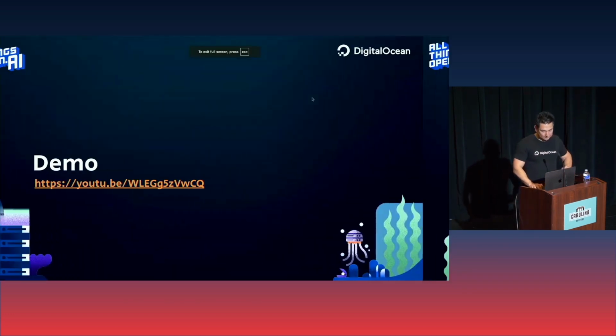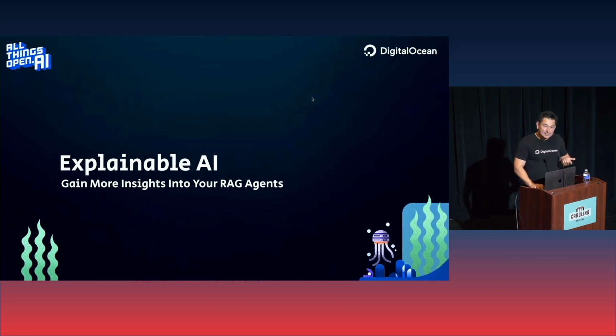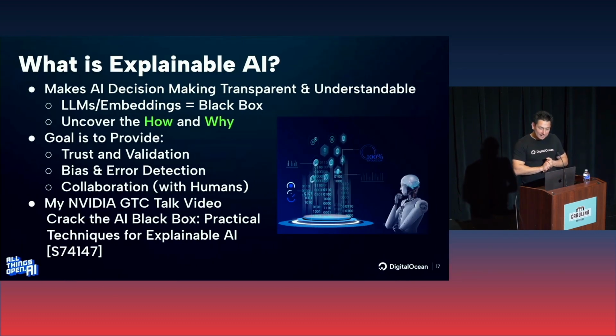All right. So the next topic I want to talk about is explainable AI. And what is explainable AI? Explainable AI basically makes AI decision making transparent and understandable.